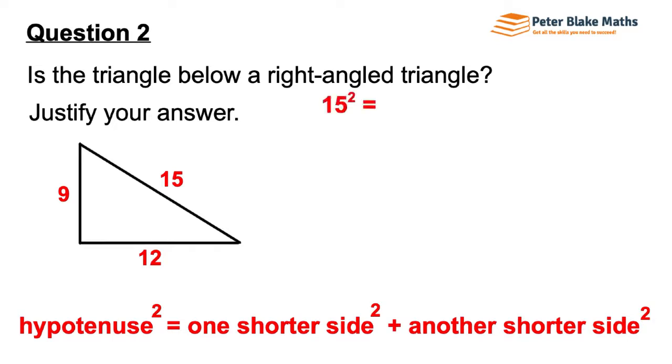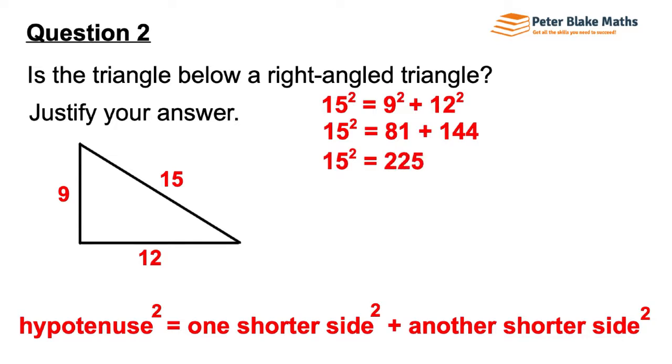So let's see. The hypotenuse squared will be 15 squared. One of the shorter sides squared is 9 squared. The other shorter side squared is 12 squared. So let's see if that pans out when we calculate the left-hand side and the right-hand side. 15 squared is 225, and 9 squared is 81, and 12 squared is 144. 81 plus 144 is 225. And that's a true statement. 15 squared is 225, and the right-hand side ended up being 225 as well.